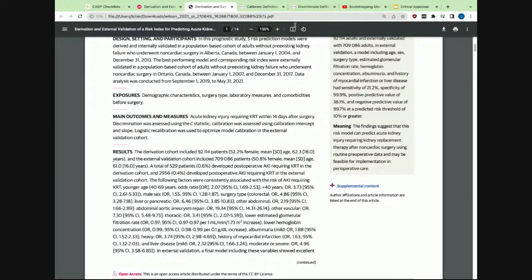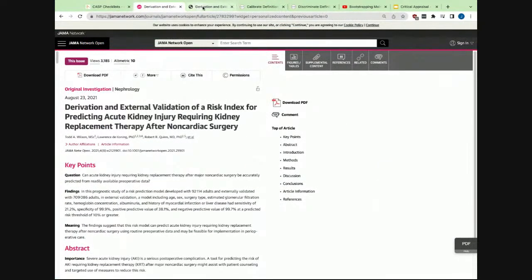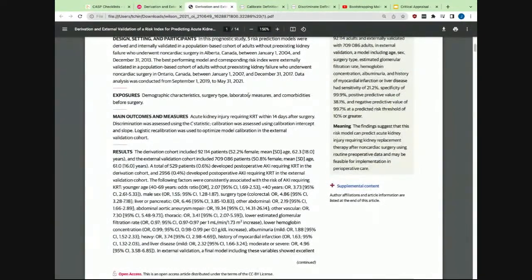What is calibration? Calibration means to standardize something, or to adjust precisely for a particular function, or to measure precisely. So they want to make sure it's accurate. Okay, so here you can really tell in this paper, they take things seriously. First, how do you make sure a model separates properly? And then how to make sure this modeling is accurate.